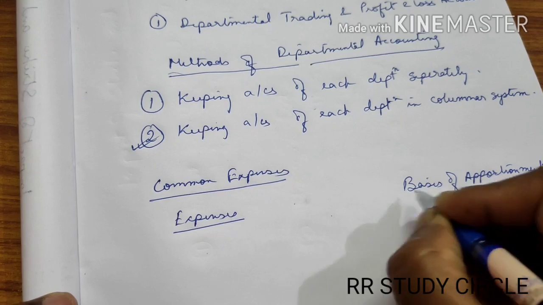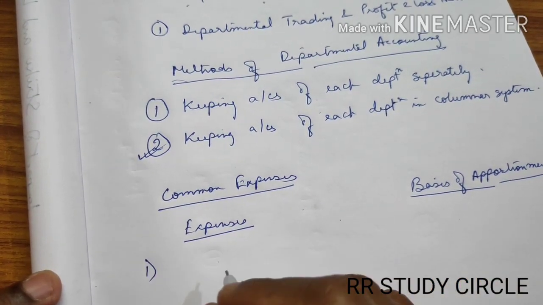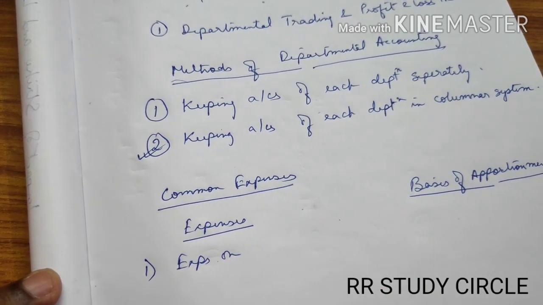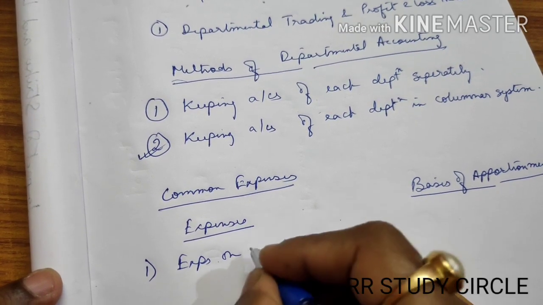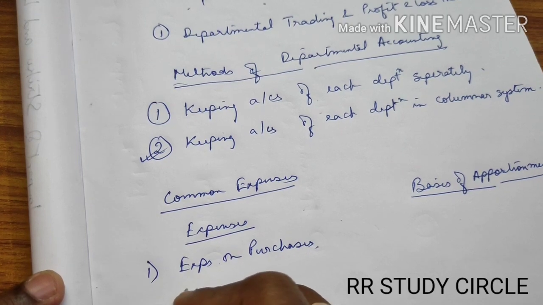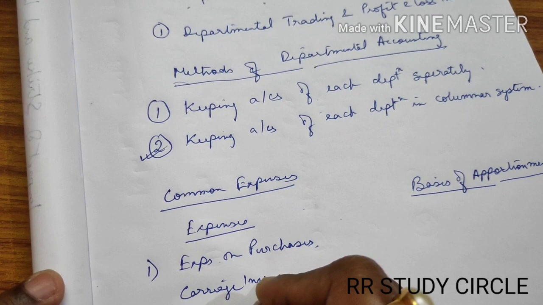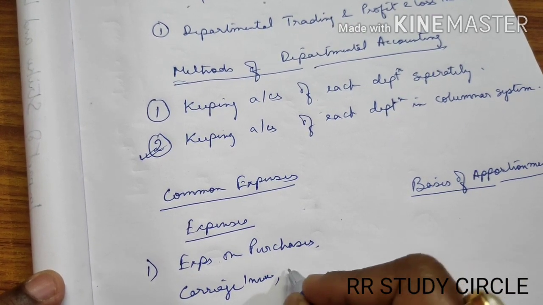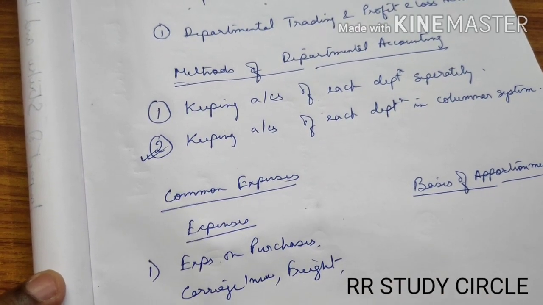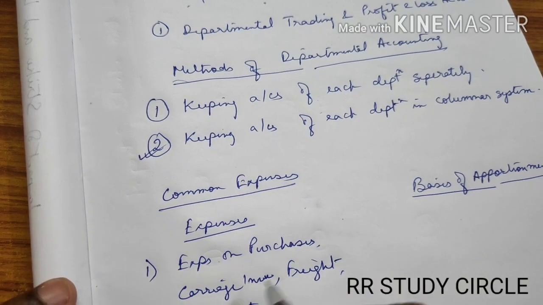Basis of apportionment. Now how are these expenses to be allotted? For example, there are certain expenses on purchases. Now what might be the expenses on purchases? Say, for example, carriage inward, you can say freight, or octroi duty, or any other expenses which are related to purchases.